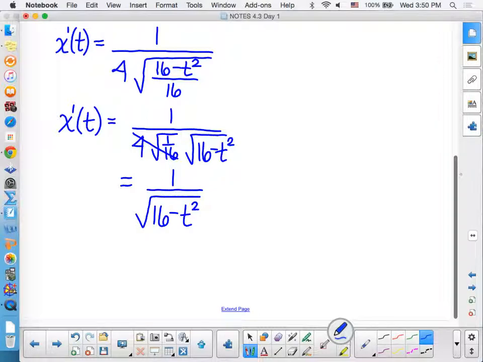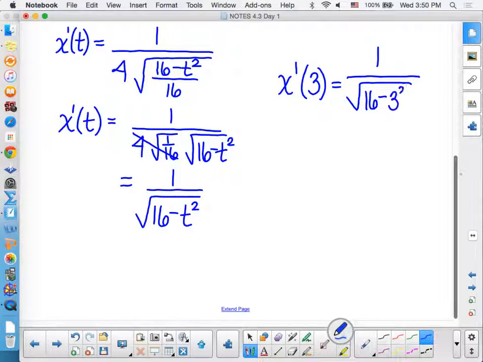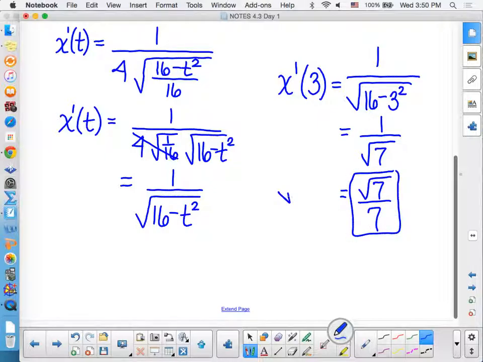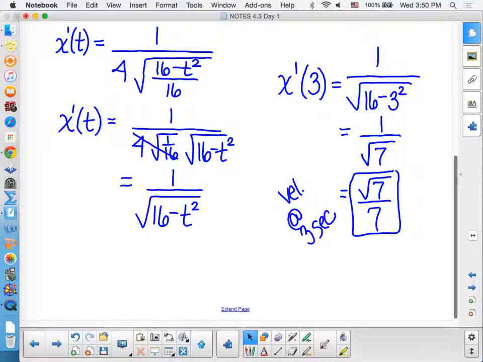So then they're asking us, what's the velocity at a time of 3? So I want to evaluate my derivative at a time of 3. And that simplified form of it is going to make it much easier to do that. So 1 divided by the square root of 16 minus 3 squared. So we'd be looking at 1 divided by square root of 7, and just because we can, square root of 7 over 7 for our final velocity at 3 seconds. We don't have units, so we're not able to add the units per time.